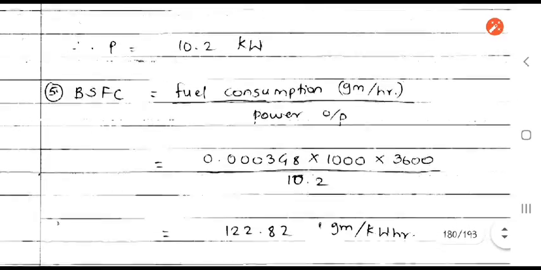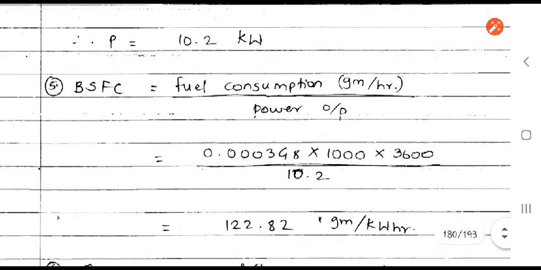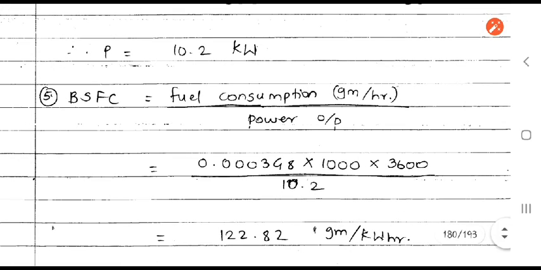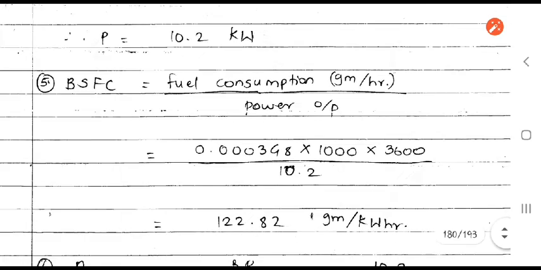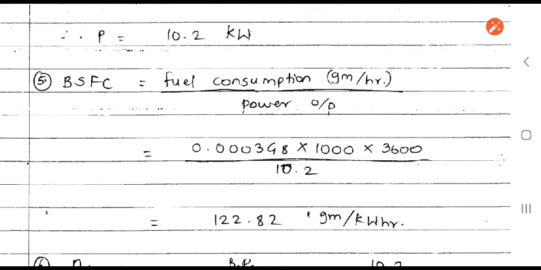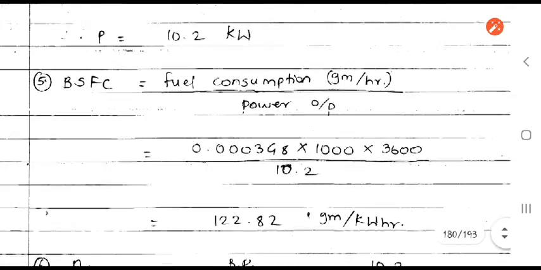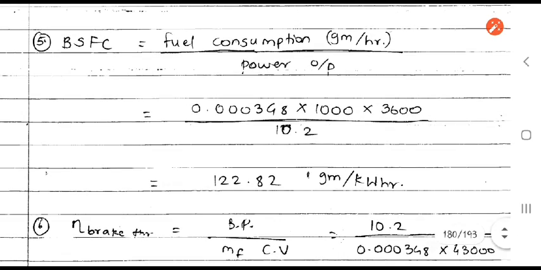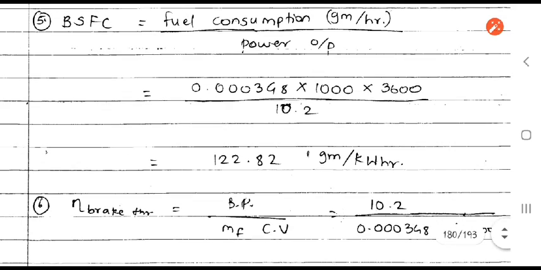Then finally we have to calculate the brake specific fuel consumption. We have to calculate the BSFC with the help of the formula, fuel consumption in gram per hour divided by the power output. The fuel consumption value we have to calculate in terms of gram per hour. So put the values: 0.000348, to convert this value in gram per hour, multiplied by 1000 into 3600, divided by 10.2. So we get the answer of BSFC as 122.82 gram per kilowatt hour.